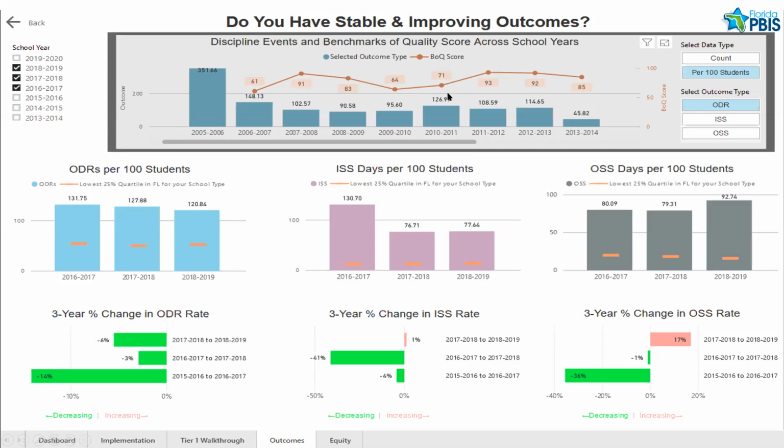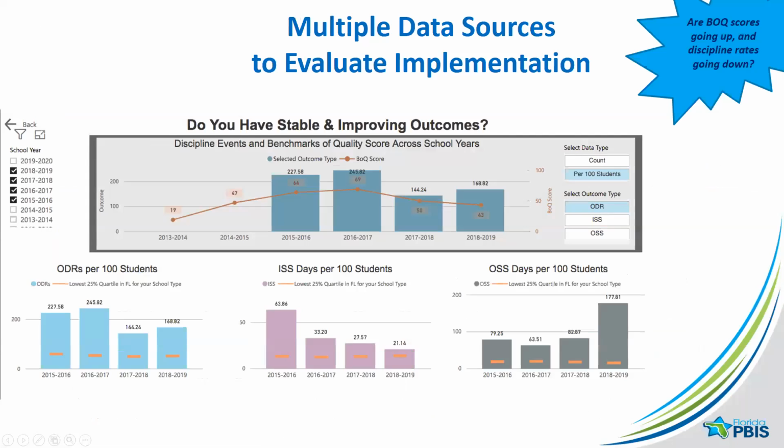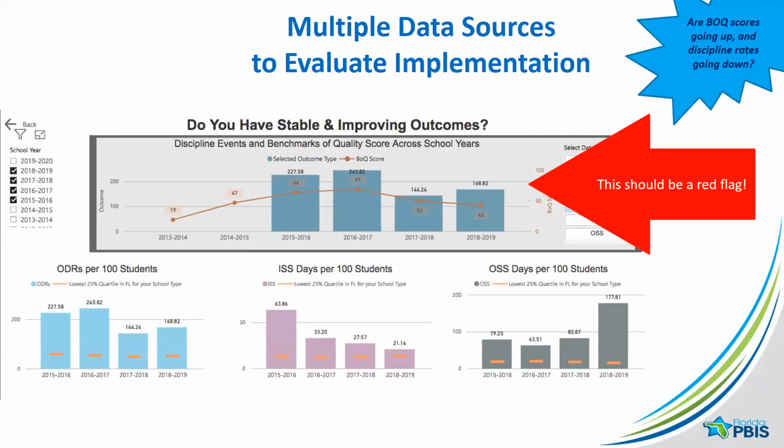And when we have a different picture, somewhat like this one, this should be a red flag to schools. Here we're showing that as their fidelity was going down, their outcomes for ODRs were starting to go up. And down here you can also look at historical trends over their ODR per 100, ISS, and OSS rates. These orange lines represent the median of the school type that this school represents, whether it's elementary, middle, or high school, and it's specific to the lowest 25% quartile of schools in Florida that are actively implementing PBIS.